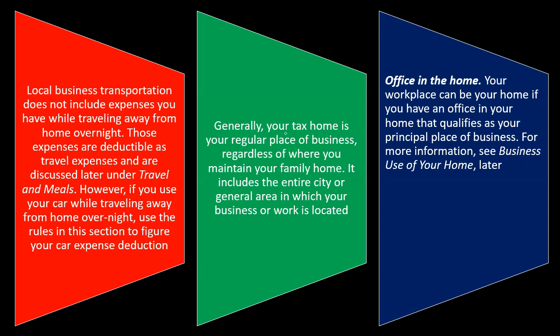Office in the home. Your workplace can be your home office if you have an office in your home that qualifies as a principal place of business. For more information, see business use of your home later. So if you have the home office, then that may be your principal place of business. And therefore, you would think just about everywhere else you go, if you go to visit a client or some other place, it would not be your principal place of business, and therefore it would possibly qualify as a travel expense, the local business transportation type of expense. However, if you work from home and you have another office that you do a lot of work in, then you have to determine which is basically your primary office.